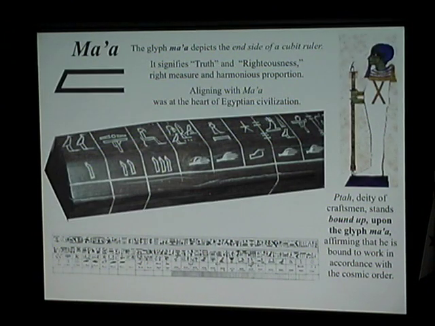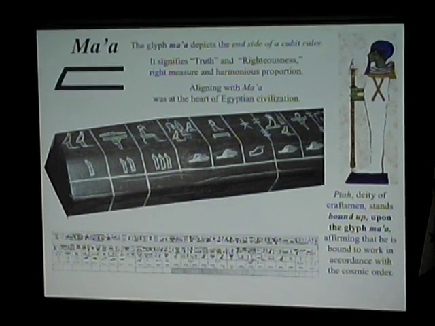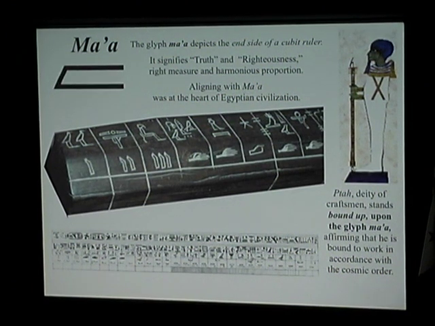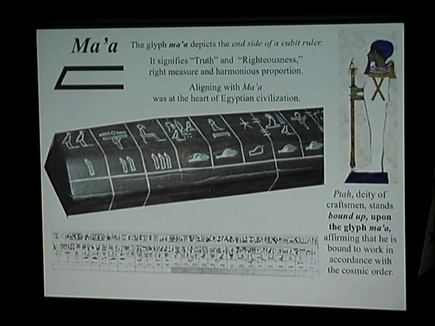Now, it turns out actually that all of Egyptian philosophy, religion, and so forth is based on mathematics, believe it or not. Their word, ma'a, which we see here as a glyph, which is the side end of a ruler, as you can see. It signifies truth. It's translated as truth. And righteousness, right measure, harmonious proportion, correctness, the harmony of the beautiful universe, and aligning with ma'a, aligning with truth, the truth of life facts, eternal truths.